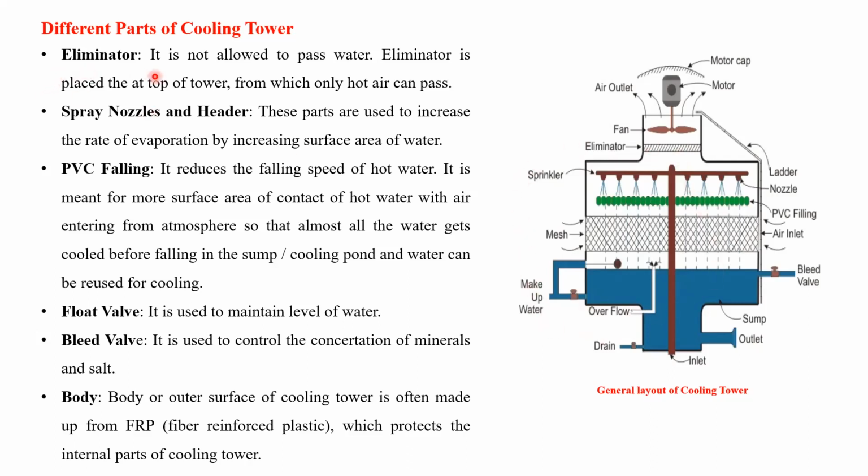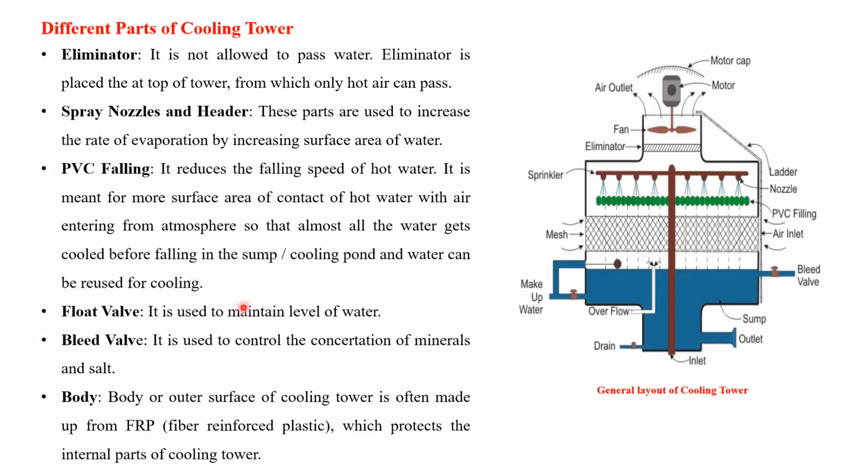So see here the components. Eliminator: it takes the droplets, and the droplets fall into the sump. Spray nozzle, which as we saw, also prevents damage to the environment. PVC filling: it reduces the falling speed of hot water. It is meant for more surface area of contact of hot water with air entering from the atmosphere, so that almost all the water gets cooled before falling into the cooling pond, and the water can be reused for cooling.